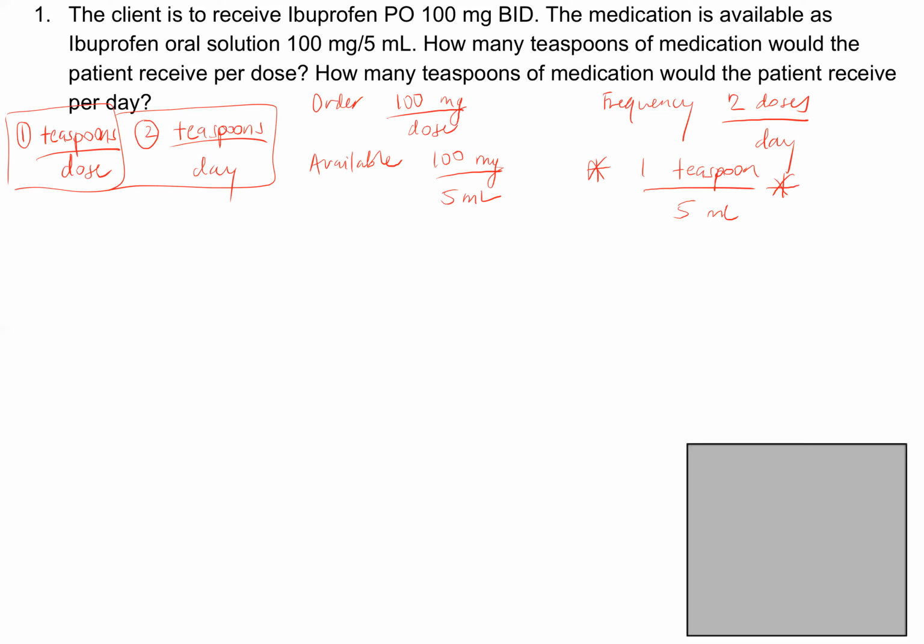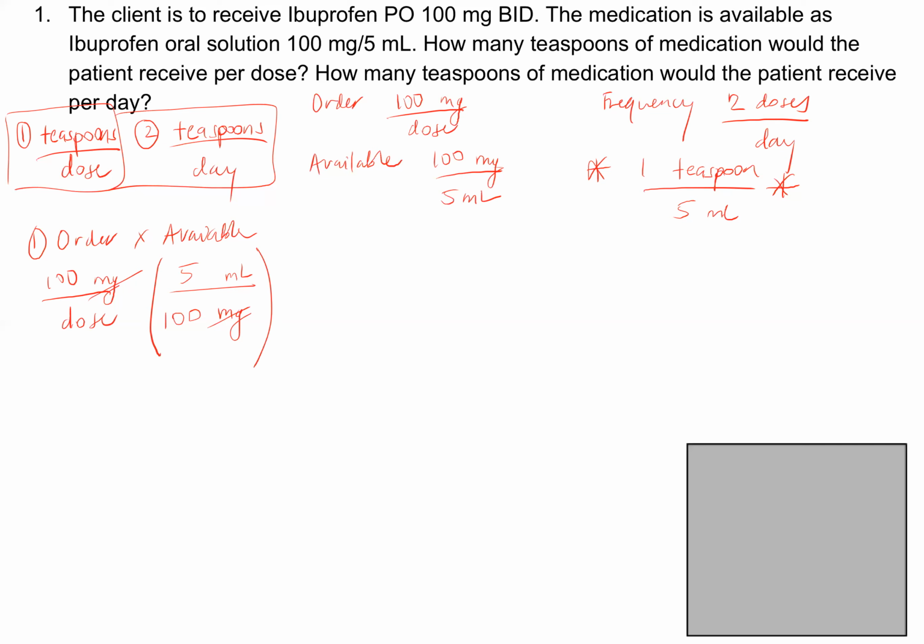So we're going to go ahead and do the first part, which is writing down the equation, order times available, and you want 100 milligrams per dose. And you want milligrams on the denominator, so your milligram units cancel, and you're left with mLs per dose, filling in the numbers 5 and 100.